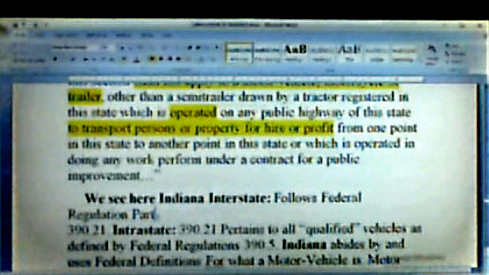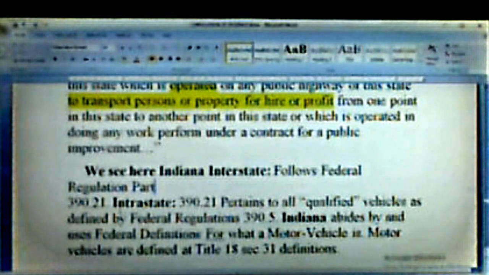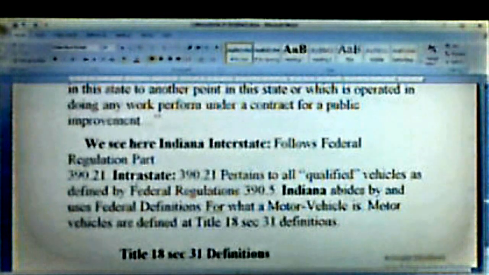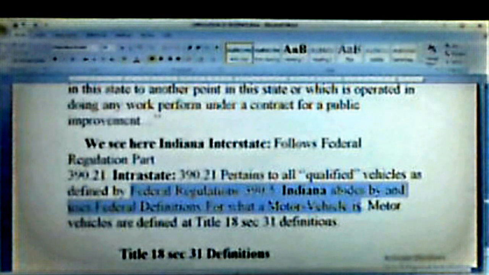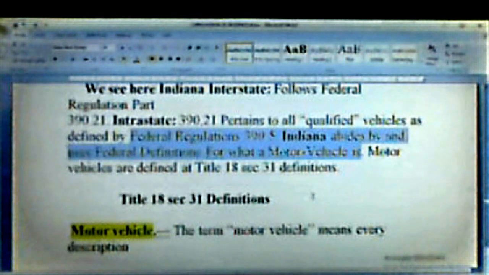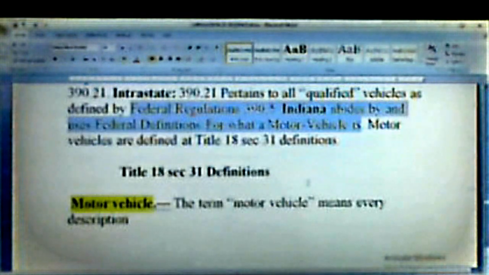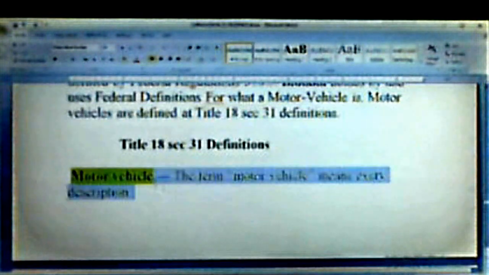Right? And we see here that Indiana Interstate follows Federal Regulation Part 390.21. So this is Indiana saying they follow this, right? Interstate 390.21 pertains to all qualified vehicles as defined by federal regulations. So right here, Indiana abides and uses the definitions for what a motor vehicle is. Right? They're saying they abide by the federal regulations, period. And again, we're back to Title 18, Section 31 definitions, because it's part of the regulations for what is a motor vehicle. Right?